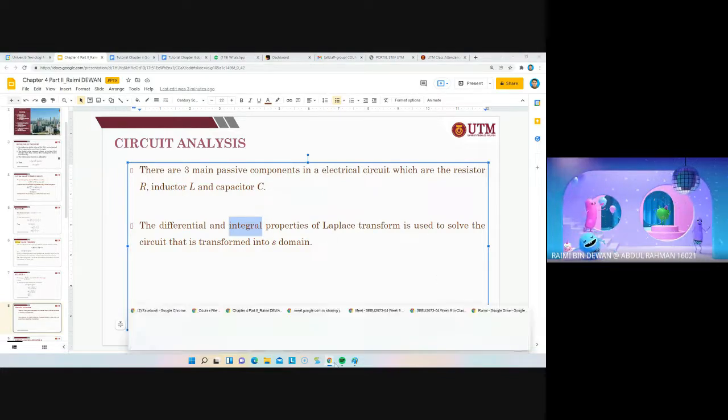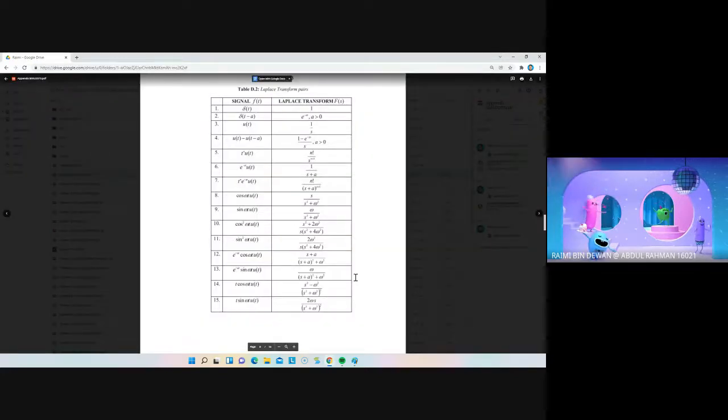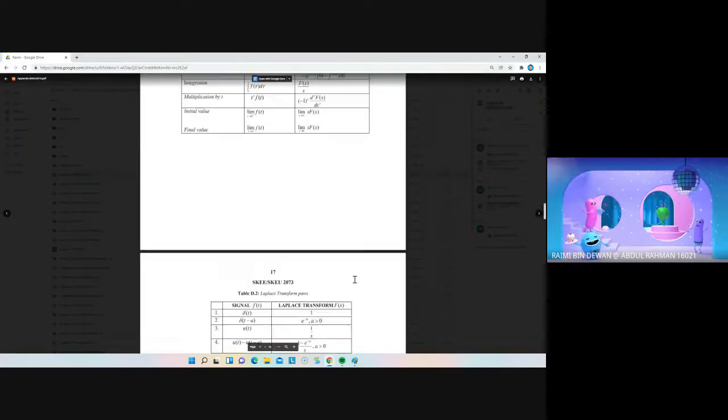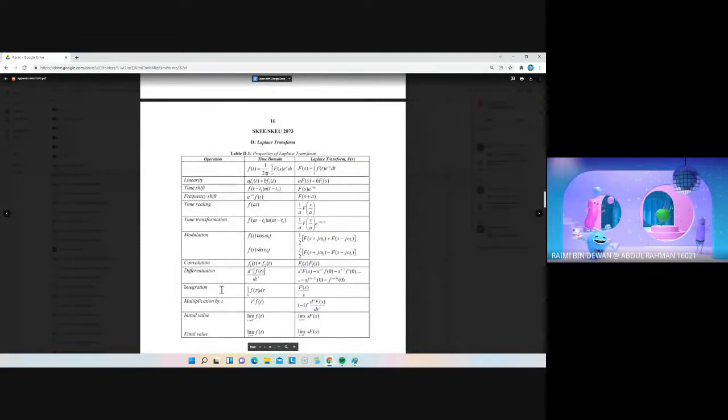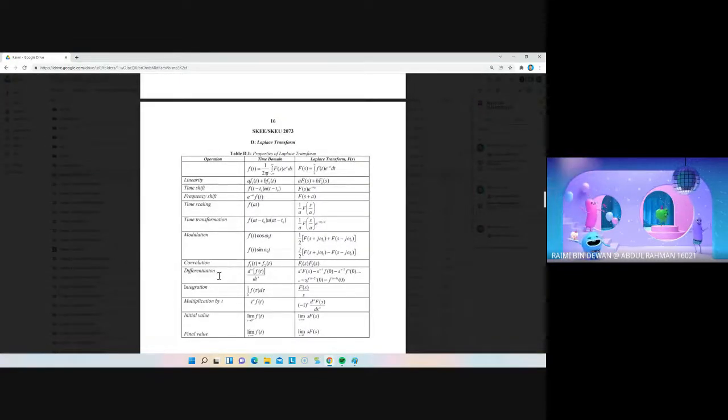So if you see from your appendix, you need to check. This one is integration. This one is differentiation. For differentiation, we already saw a few examples and exercises just now, and then integration is this. Integration is from 0 until t of f(tau) d tau. So when we want to change to the Laplace domain, we will have F(s) over s.